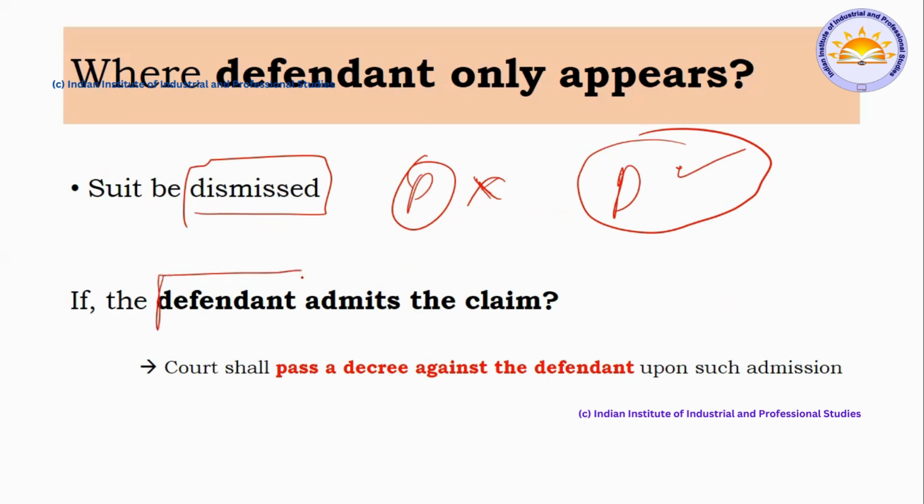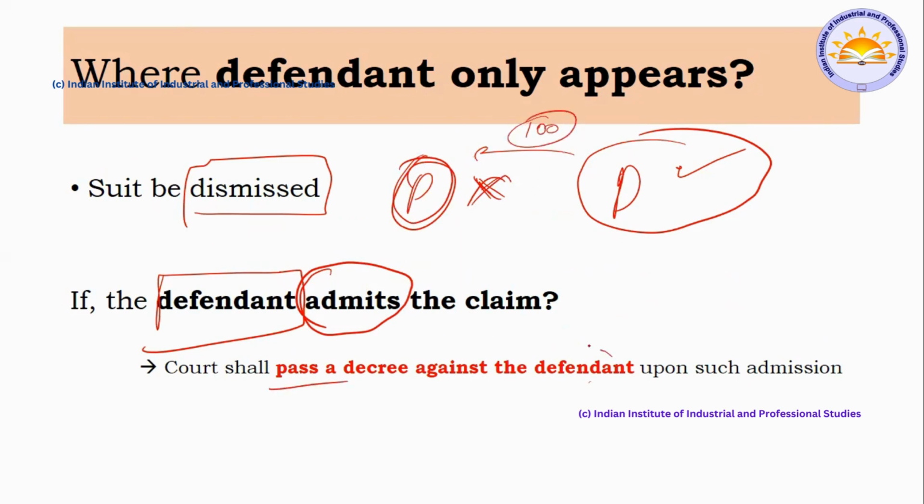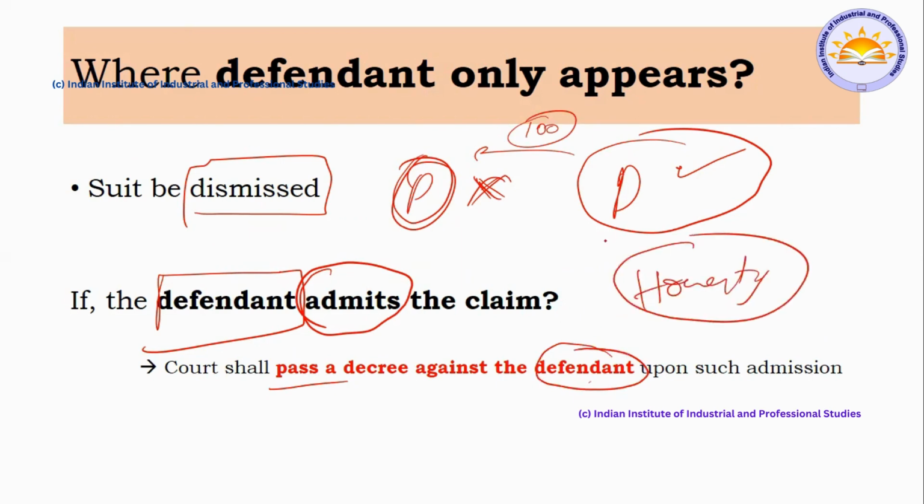Suppose the defendant agrees, admits. You see, this is a specialty of admission. He admits that whatever claims the plaintiff has made, yes, I accept it. I have to give him 10,000 rupees or 10 lakh rupees. I admit it. Then what happens? The court will pass a decree against the defendant itself. This is the honesty of the defendant. This part shows that if the defendant is honest, then the court can pass a decree.